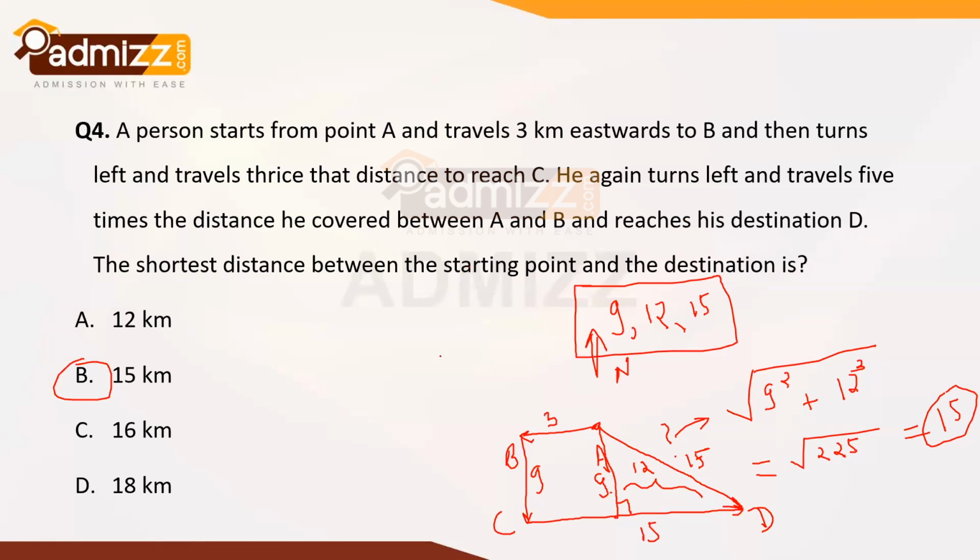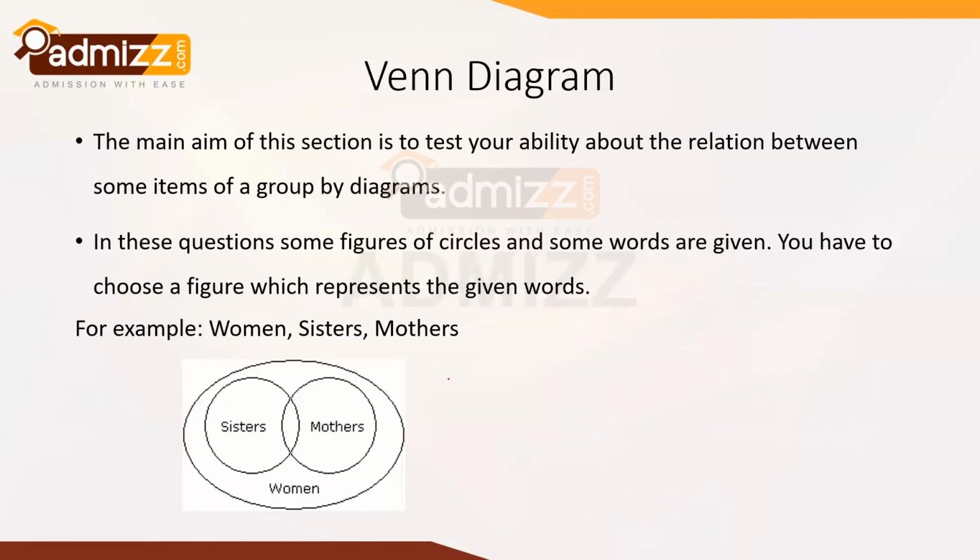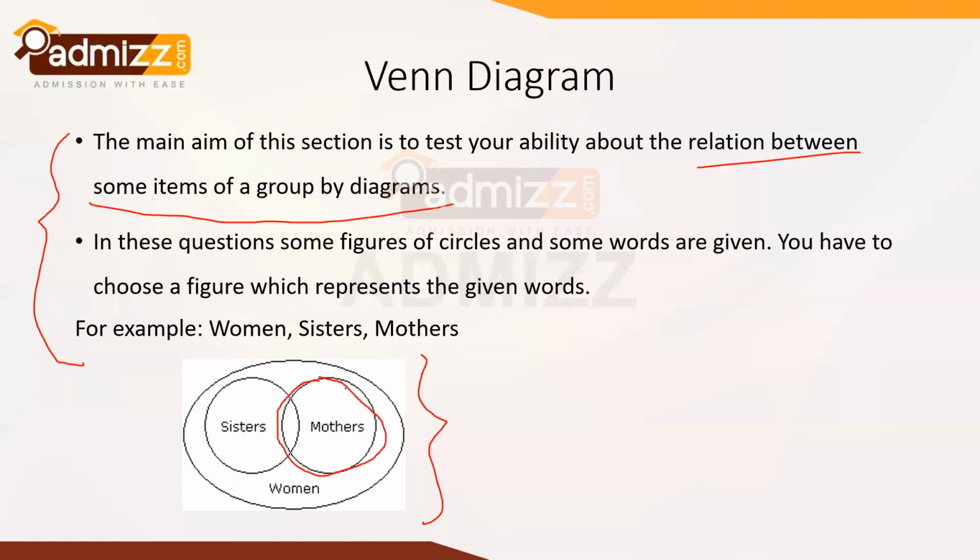So let's move on to the last topic that we are going to discuss today, Venn diagrams. The main aim of Venn diagrams is to test the relation between some items of a group by diagrams. In these questions, you'll have to figure out relations. Take a look at this, and I'll try to verbally explain what this means. I hope everyone's familiar with Venn diagrams. They're basically used to represent a collection of things or sets, as they are called mathematically.